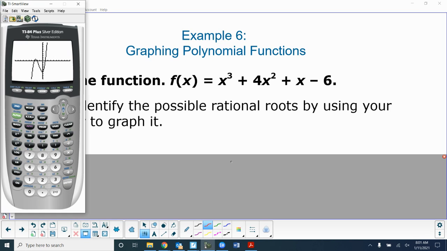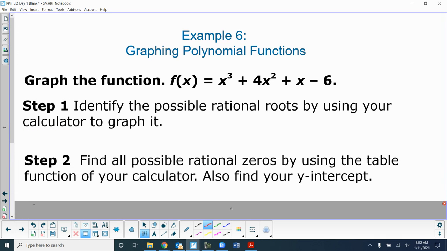But you can go to your table, which is second graph, and you're looking to see where y is 0. So there's a 0 right there, the x value is -3. There's a 0 right there, the x value is -2. There's a 0 right here, the x value is 1. Okay? So your calculator will tell you those if they're whole numbers. If they're not whole numbers, I'll show you what you can do.